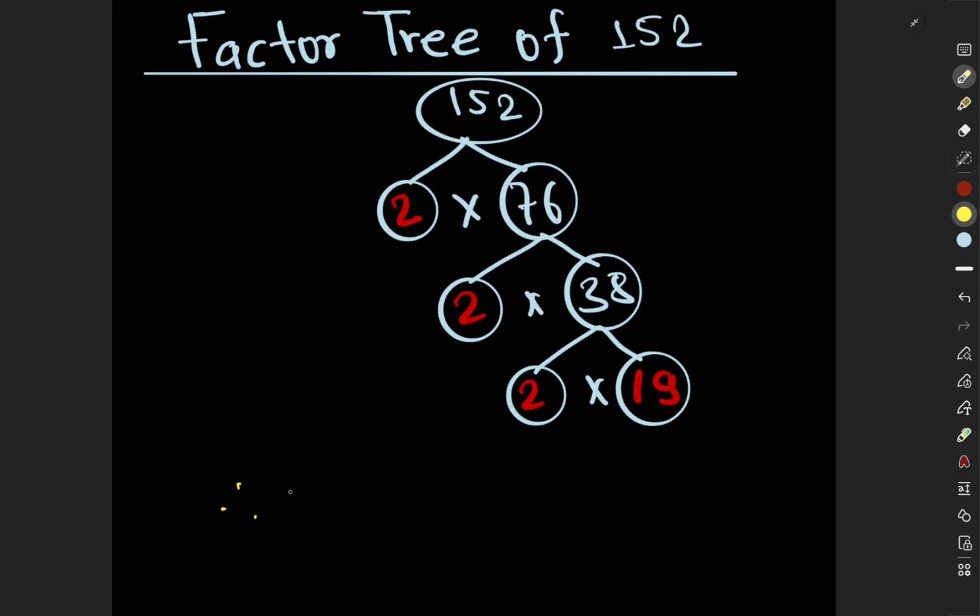So we can write 152 is equal to the product of all these prime numbers, that is, these 2 times these 2 times these 2 times this 19.